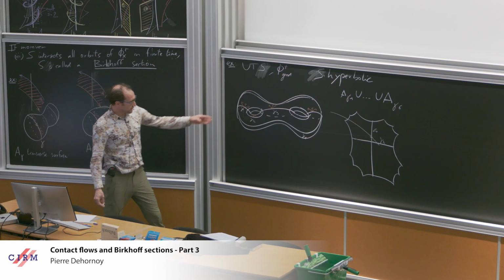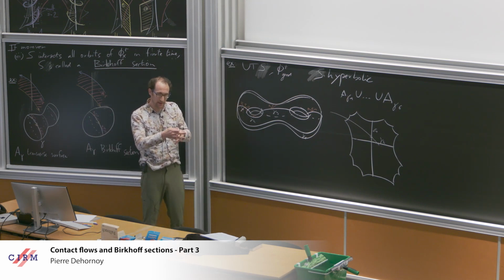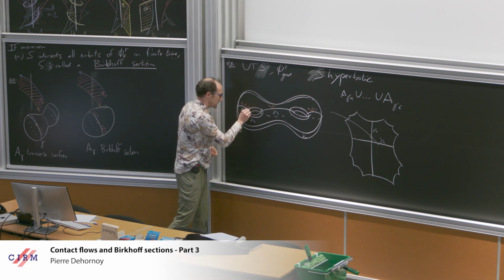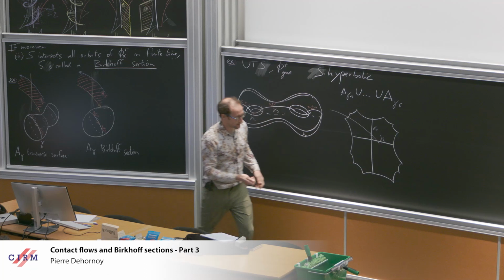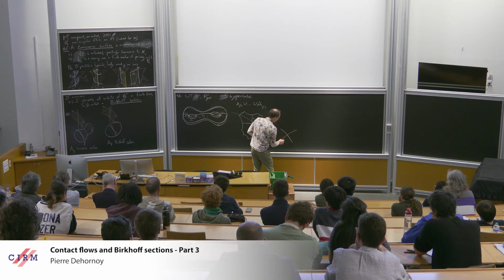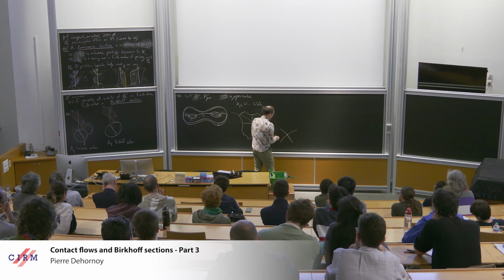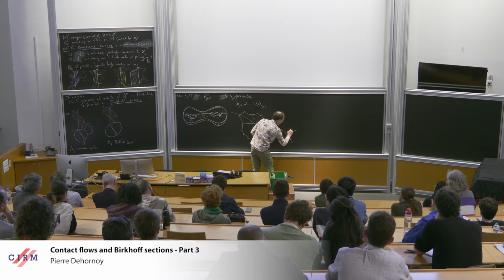Okay, but is this really a Birkhoff section? The point is that I have annuli, but now they intersect. So I have to understand what happens here. So what happens here? I have a double point. I have 2 geodesics intersecting, and I'm considering these Birkhoff annuli here.